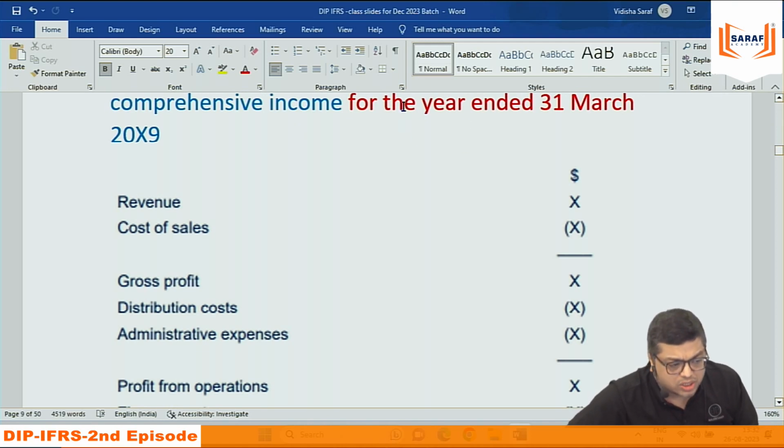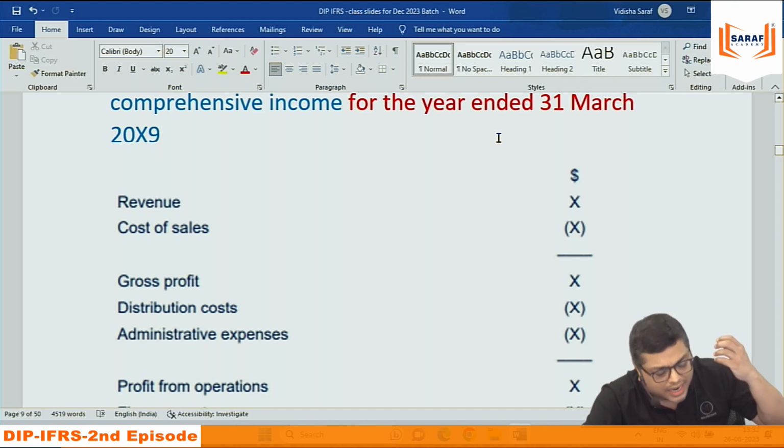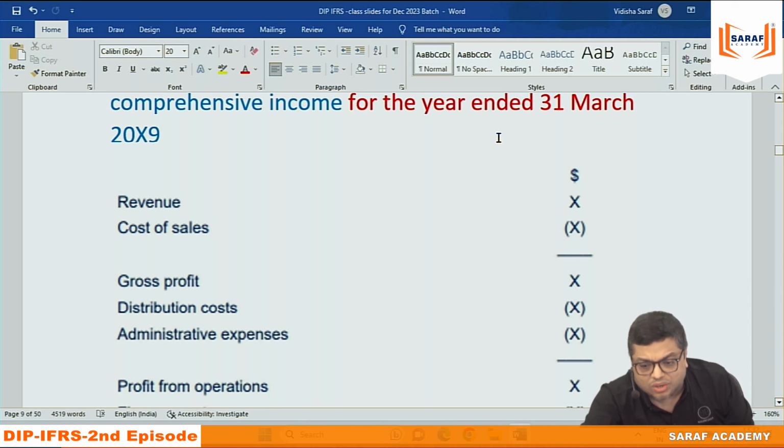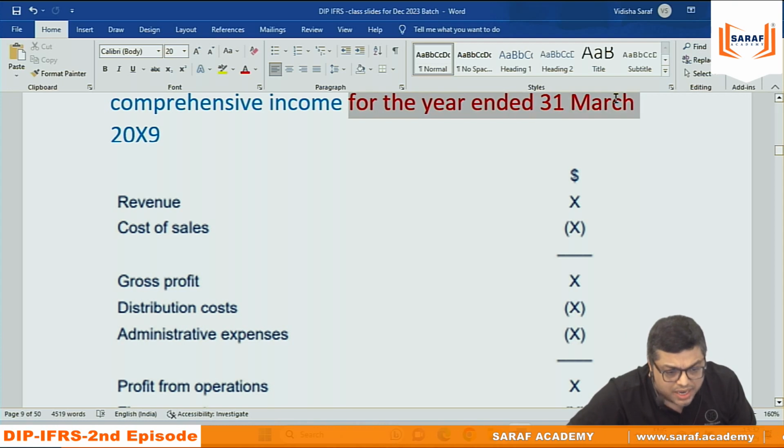Then the second format is the statement of profit and loss and other comprehensive income. Statement of profit or loss is only for the year. But the balance sheet is a statement of financial position as on 31st March 2023. That means the whole life of Saraf Academy, the balance on 31st March 2023. But the PL account is not the whole life. Only 1st April 2022 to 31st March 2023, only this much period figures.